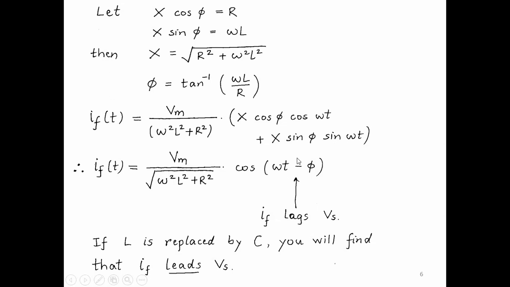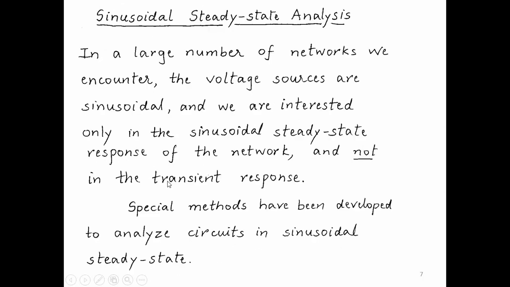And this is a property of inductors, that the inductor current will lag the inductor voltage because the current in an inductor takes time to change. The voltage can change instantaneously. If you solve the same circuit with L replaced by C, you will find that this turns out to be positive, because in a capacitor the current leads the voltage because the voltage cannot change instantaneously. Alright, so we found IF of t. Let us do more analysis.